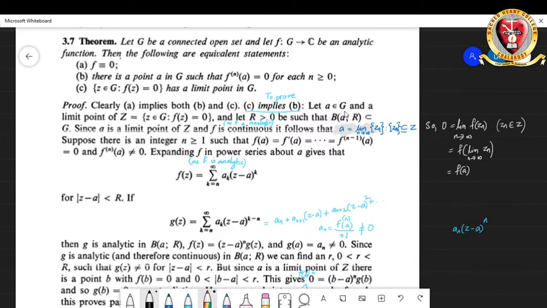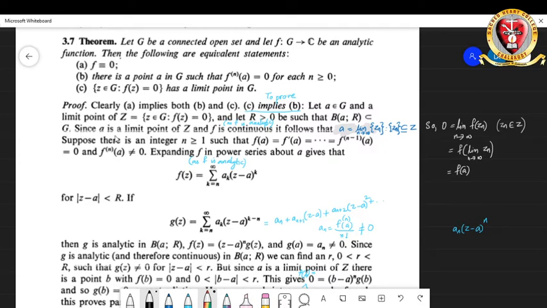Suppose a belongs to G and a is a limit point of the set here. We denote it by Z, where Z is equal to the set of all z belongs to G such that f of z is equal to 0. So a is a limit point. Also let capital R strictly greater than 0 be such that B(a, R) is completely contained inside G. That is possible because G is an open set. Whenever a belongs to G, you can find an open disk centered at that point a with a particular radius inside G. So that is a property used there.